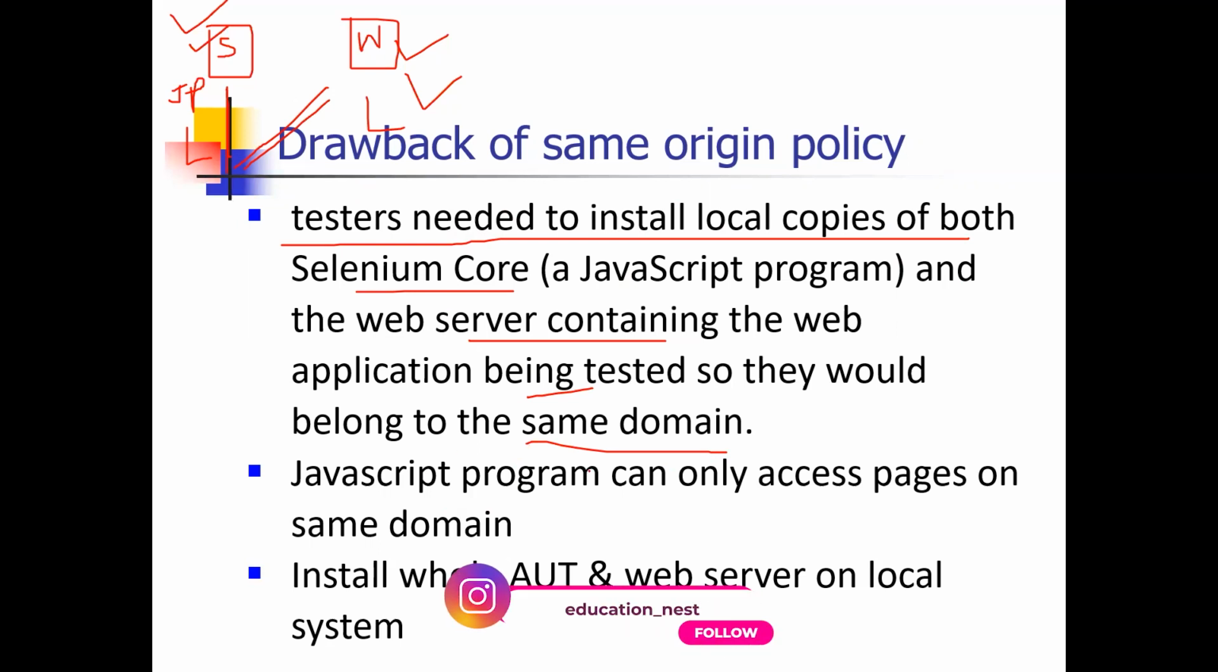Okay. So a JavaScript program can only access pages on the same domain. So install the whole AUT. AUT full form is application under test. Whole AUT means application under test. Whichever app, suppose you are testing a website, DMart app, Myntra app, Amazon, whatever the app, that is the application. Application under test means the application for which you are doing testing. So install that application and the web server on the local system in which you are doing testing.